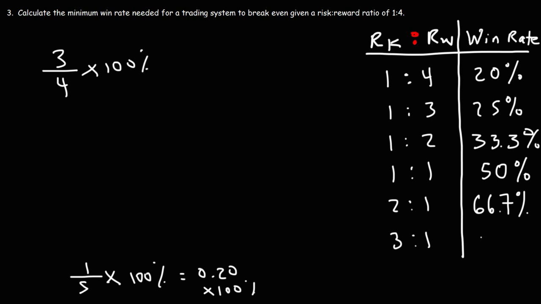So then the win rate has to be 75%. And let's do one more. So if we have a 4 to 1 risk reward ratio, it's going to be 4 over 5, or 80%.